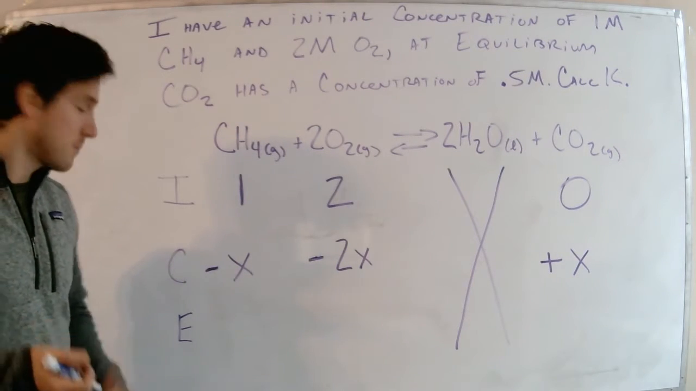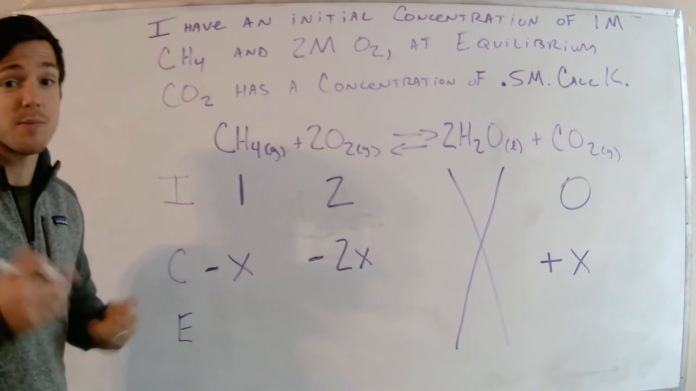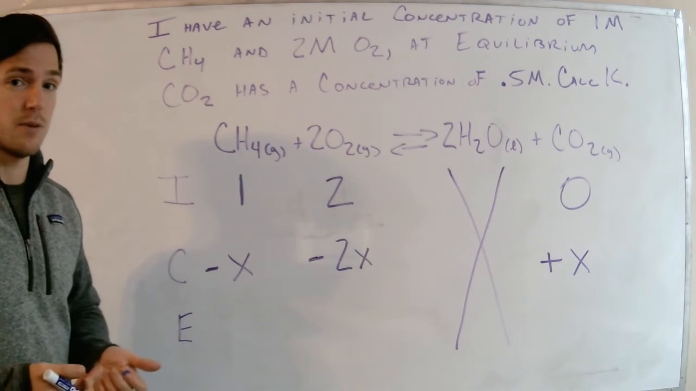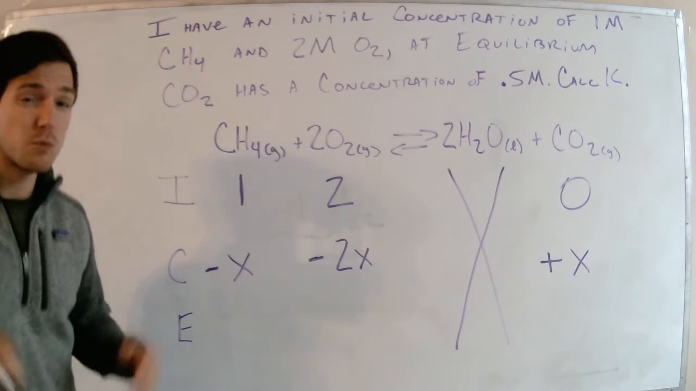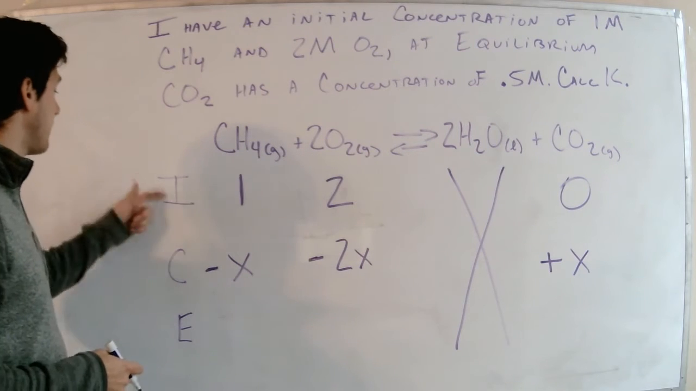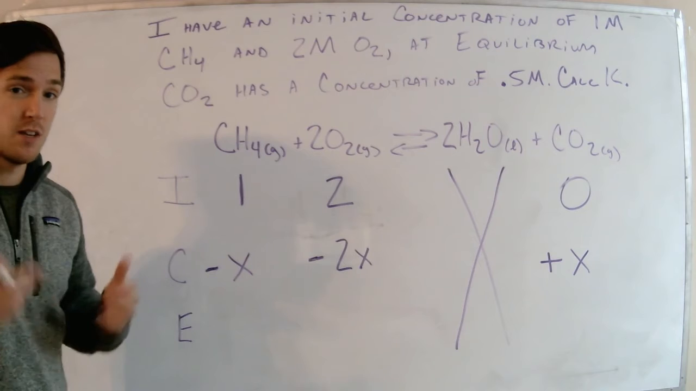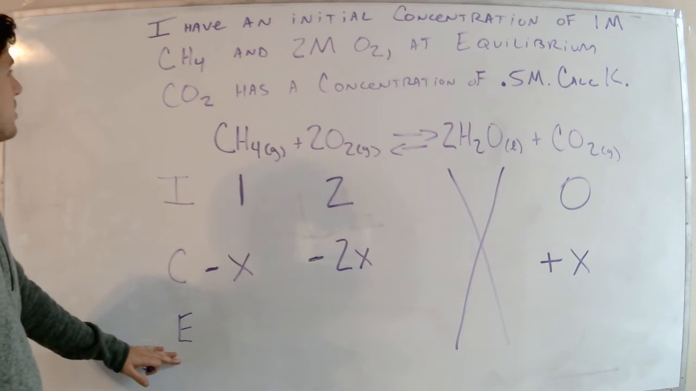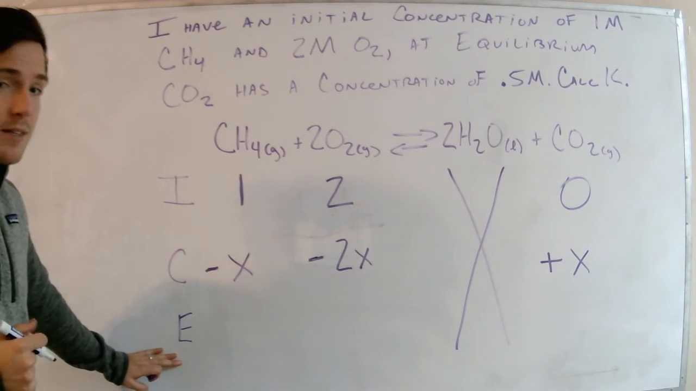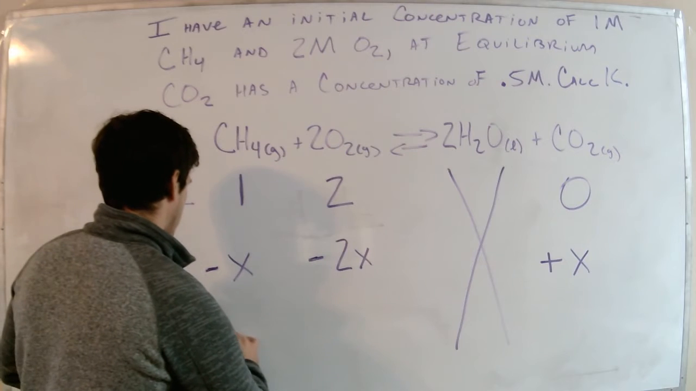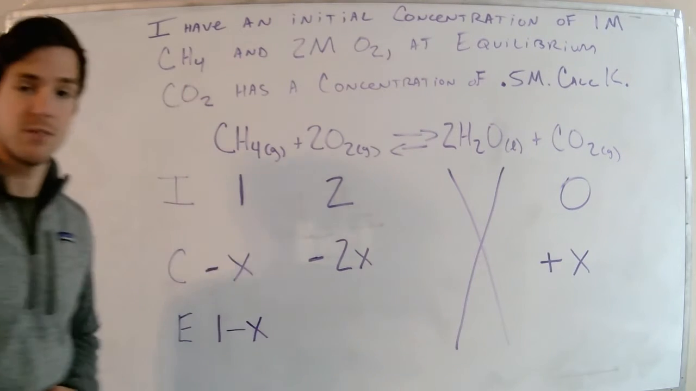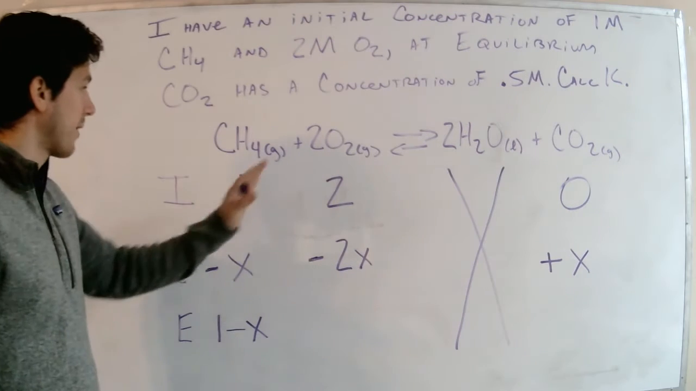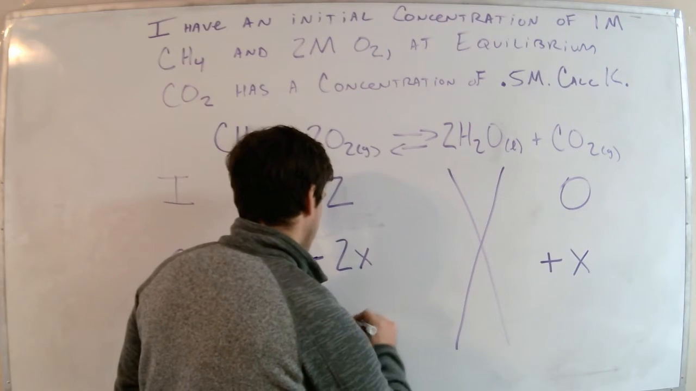And then equilibrium is just the equilibrium concentration. Okay, sometimes they give us an equilibrium concentration, and we could just plug it in there. Sometimes they don't. So if they don't give us an equilibrium concentration, what do we put in there? We just combine our initial and change expressions, right? So for this one, we don't have an equilibrium concentration for CH4, so we just combine I and C and make our equilibrium expression 1 minus x.